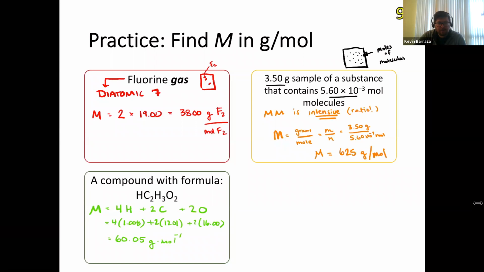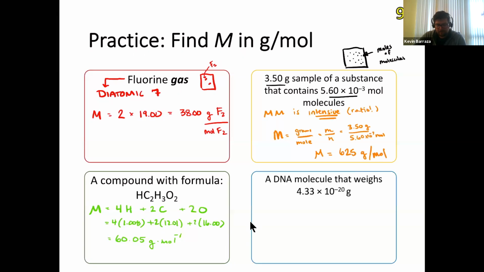All right, so that's another way we could ask for the grams per mole. We give a formula and say, what is the molar mass? It's adding up the masses of all the atoms and making sure it's in grams per mole. And then finally, what are the grams per mole for a DNA molecule that weighs 4.33 times 10 to the minus 20 grams?